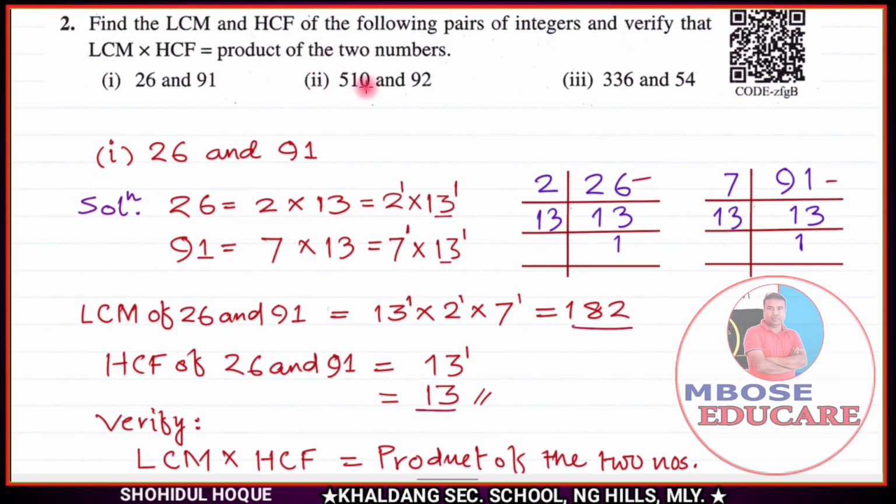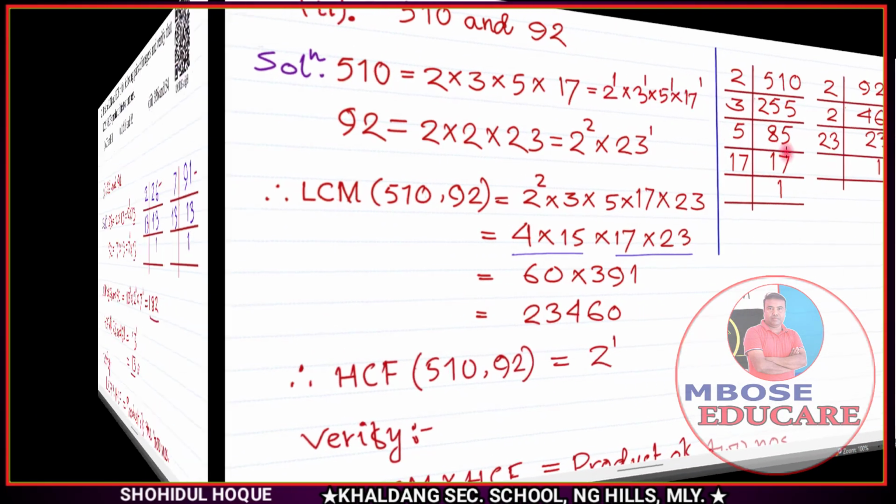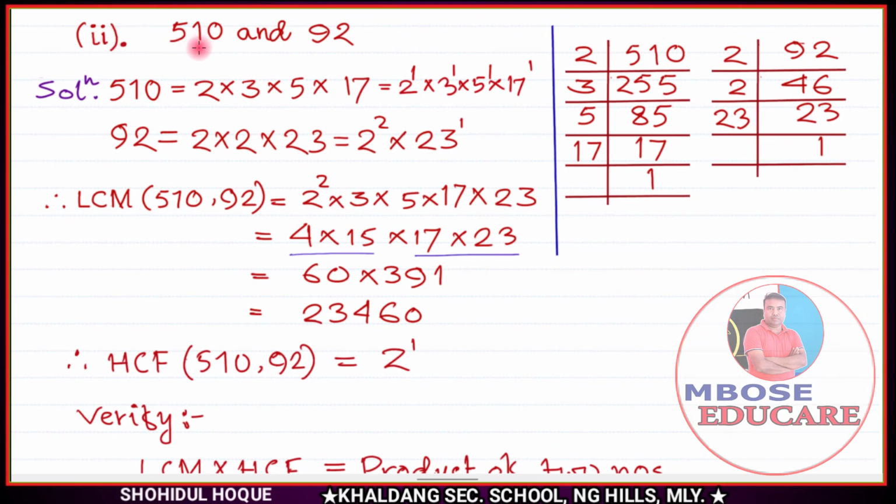Now we shall solve part number 2 from question number 2: 510 and 92. First of all, we have to take 510 and find out the prime factors. As we have learned earlier, it can be divisible by 2. 510 divided by 2, the answer will come 255. Again 255 we can divide by 3, the answer will come 85. 85 we can divide by 5, the answer will come 17. 17 itself is a prime number, so we divide it by 17 itself, and the answer will come 1.